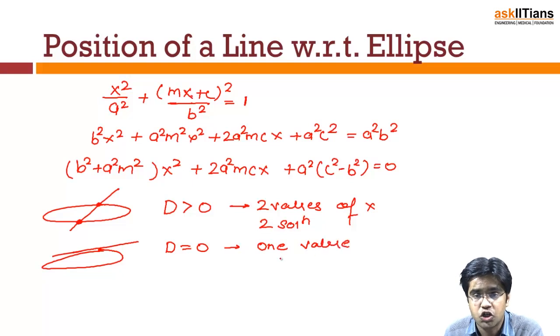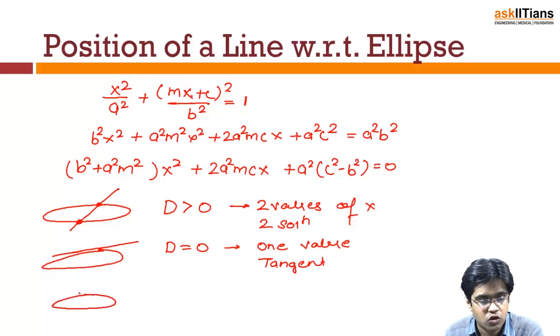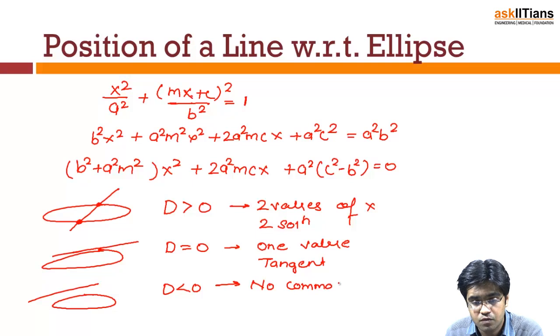That means one solution, or this case tells us that the line is a tangent. If the line and curve do not touch or intersect at any point, that means D is less than 0, or they don't have any common solution. No common solution. That means the line is neither intersecting nor touching. So this is the analysis that you can do with the help of these two points.